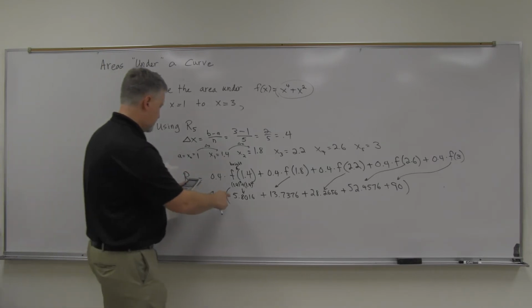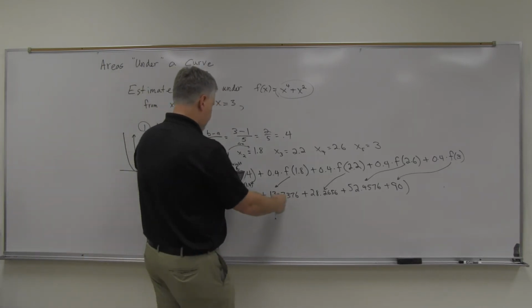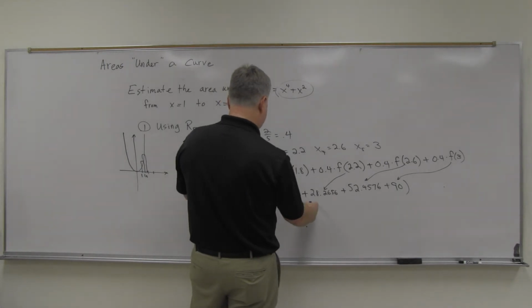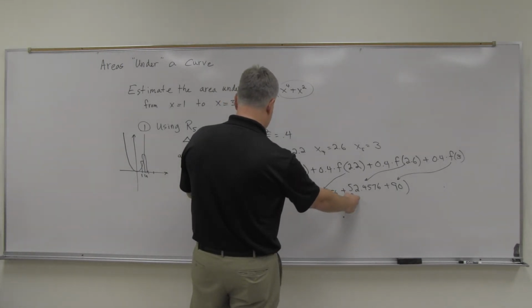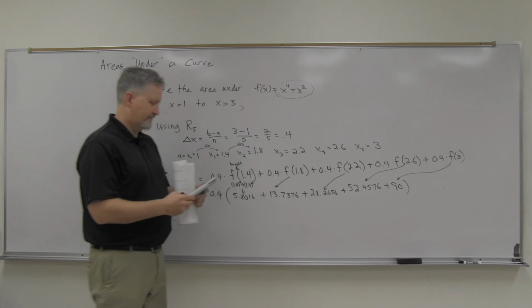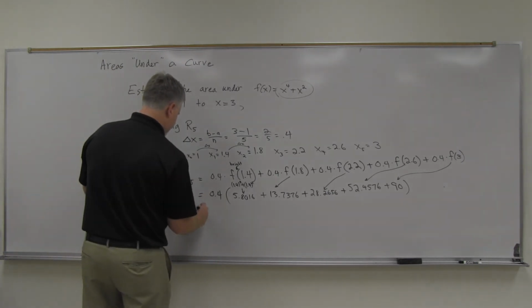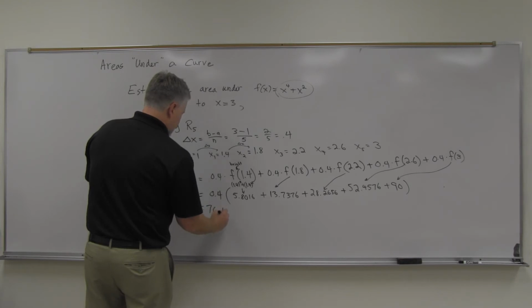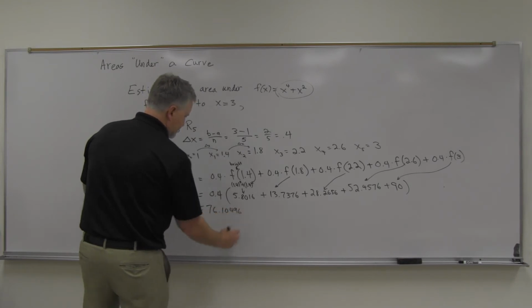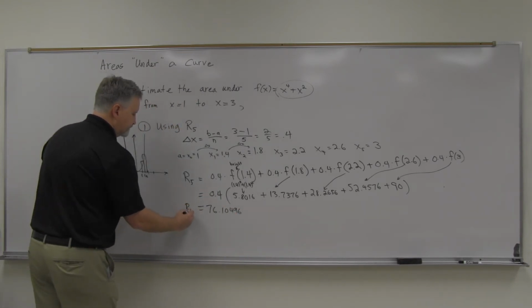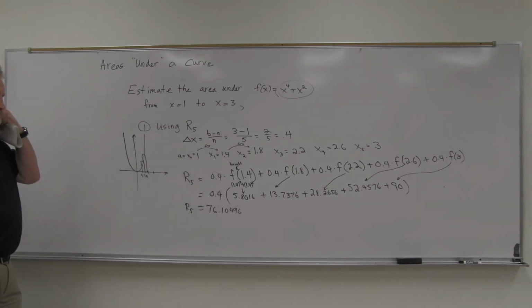Okay, 5 point. And the other hard part is just entering them all in here. Okay, I think I got it. About 76.1. How many different places they want? Okay. All right, now.